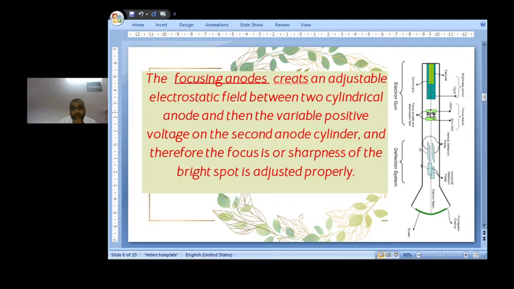and through the electrostatic field between these two cylindrical anodes and the voltage, therefore they focus the sharpness of the brightest spot, basically the sharpness of the output.